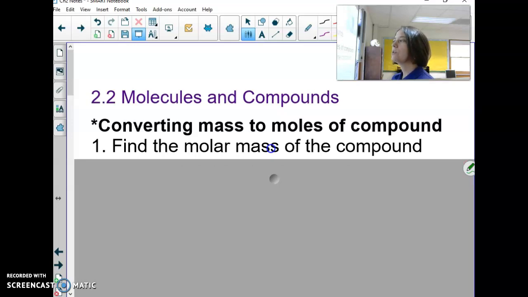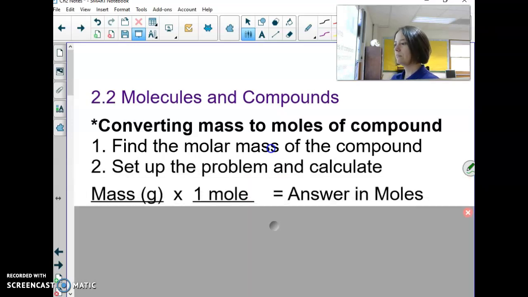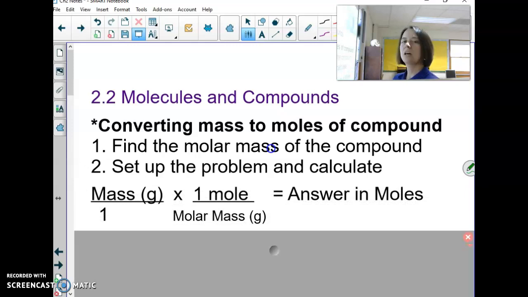Okay, first thing you're going to do is find the molar mass of the compound. And then you're going to set up the problem and calculate just like we did before, where you take the mass in grams over 1 times 1 mole over the molar mass, and that's going to give you your answer in moles.